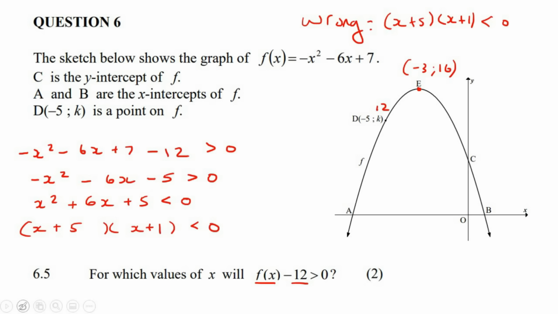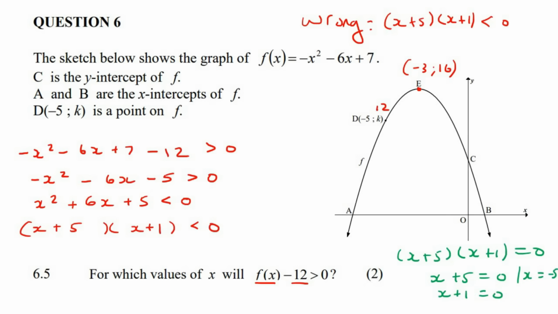So what do we do? Well, you pretend that it's an equal sign and solve for x. For this one, you would end up with x equals negative 5, and for this one, x equals negative 1. Those are called your critical values. So you go put those on your number line: x equals negative 5 would be first, and then negative 1.